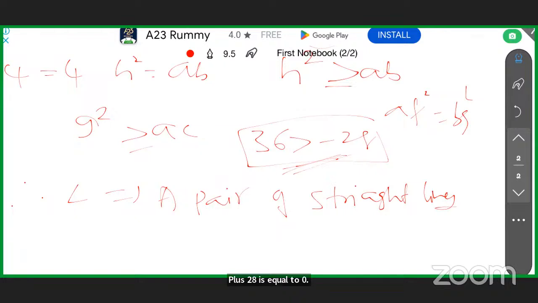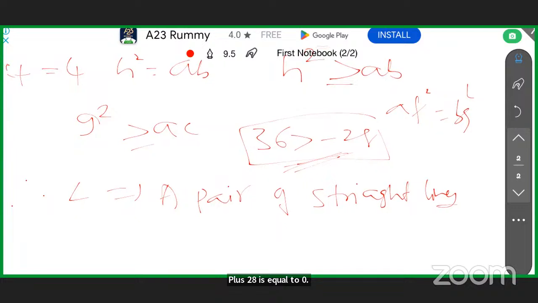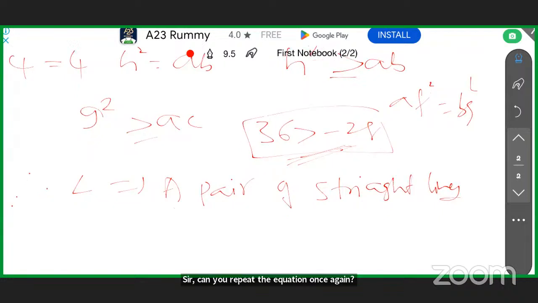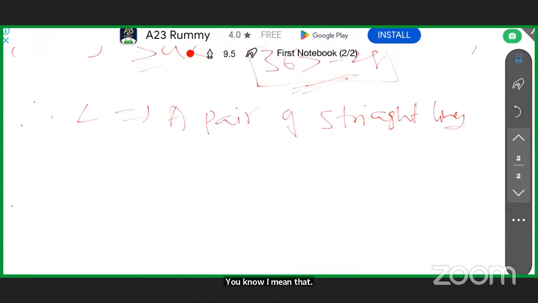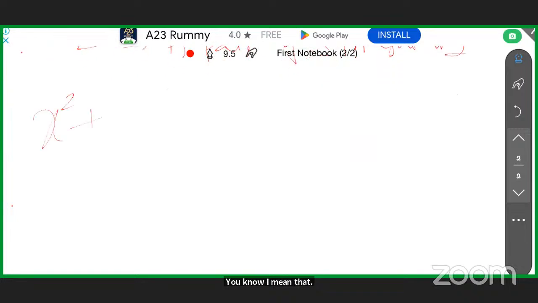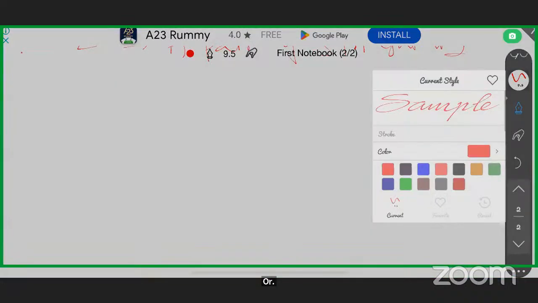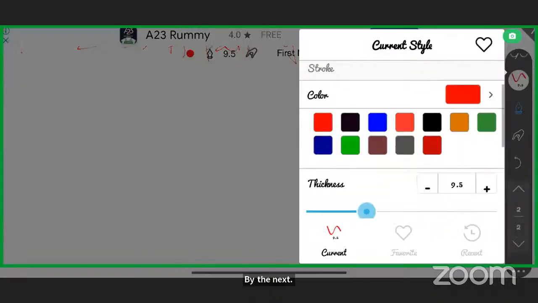Sir, can you repeat the equation once again? x square plus 4xy plus 4y square plus 12x plus 24y plus 28 equal to 0.